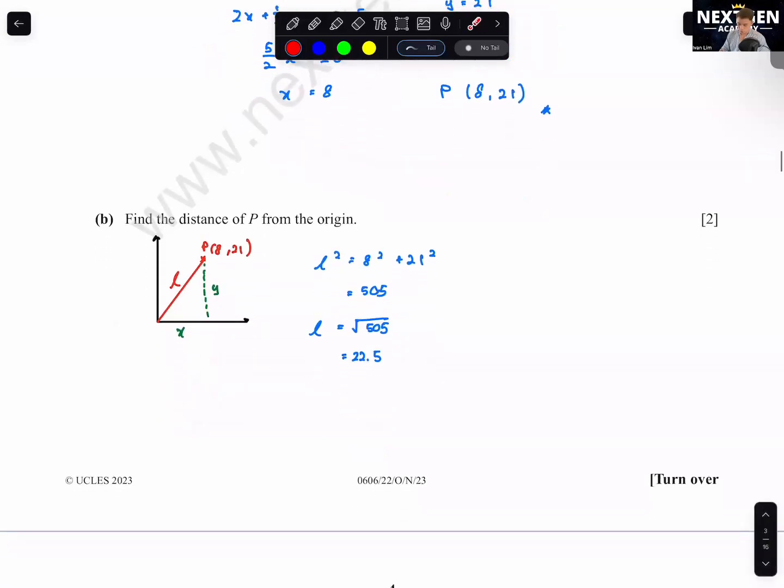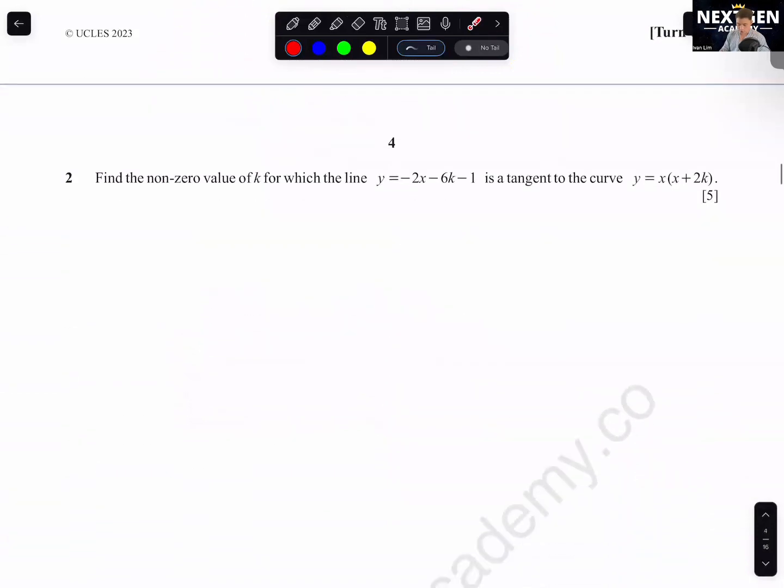Question 2. Find the non-zero value of k for which the line y equals negative 2x minus 6k minus 1 is a tangent to the curve y equals x bracket x plus 2k. What is this in your textbook? You just refer so that you can refer to it later.